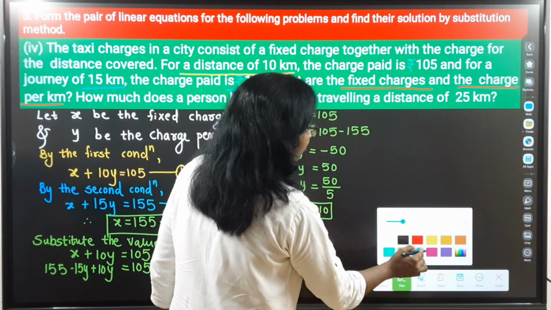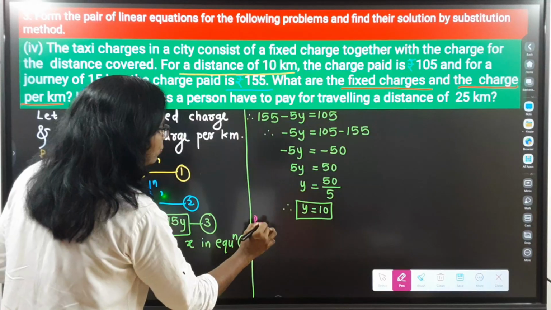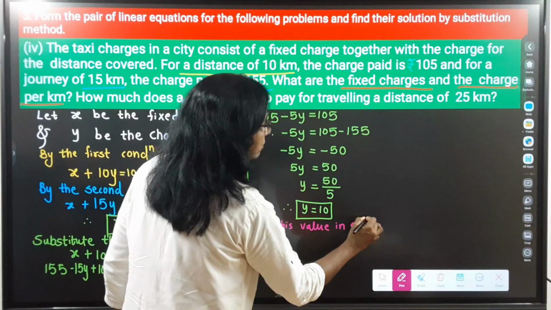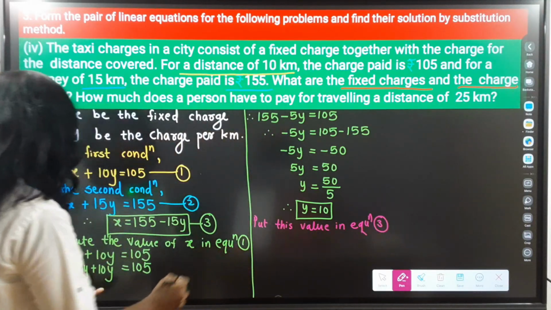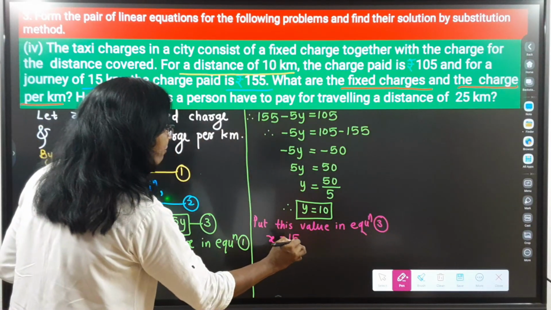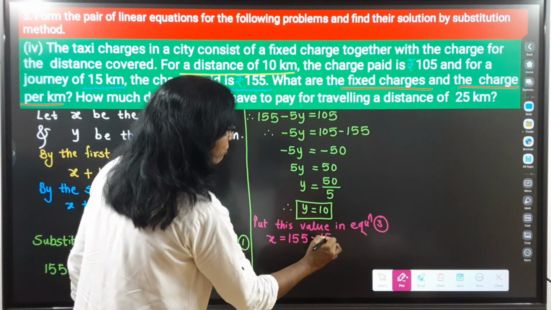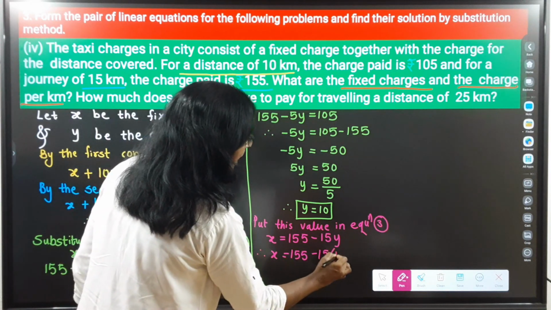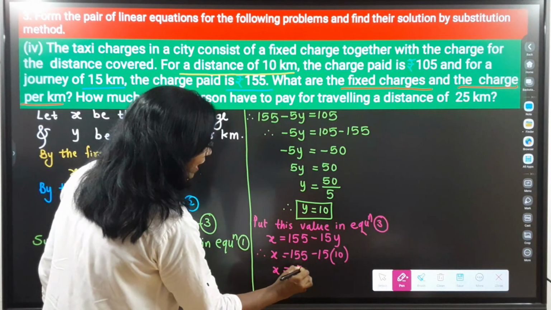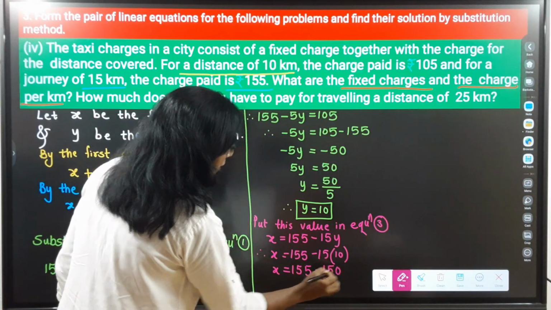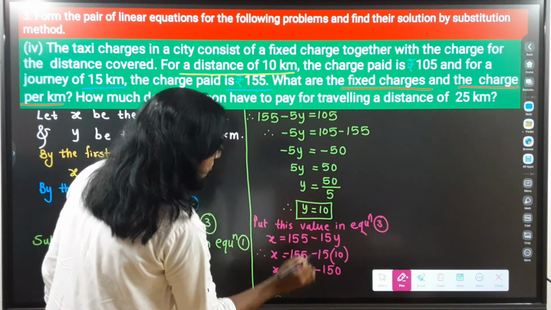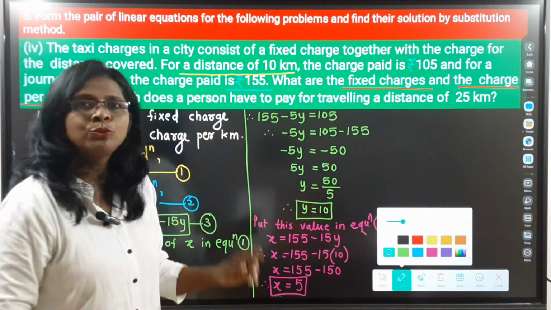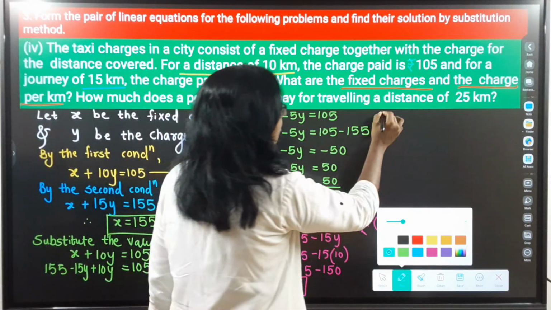Now here students, I say that put this value in equation 3. So equation 3 is that x is equal to 155 minus 15y. Therefore x is equal to 155 minus 15 multiplied by 10. So x is equal to 155 minus 150, that is 5. So x is equal to 5. So now here students, we have the two values. Okay, we have the values of x and y.